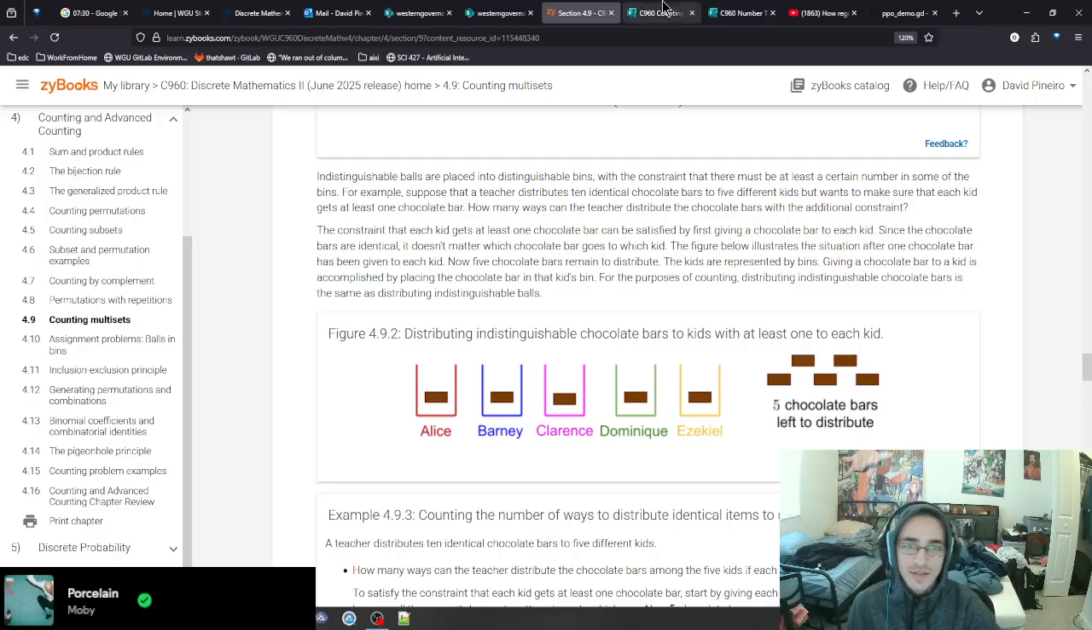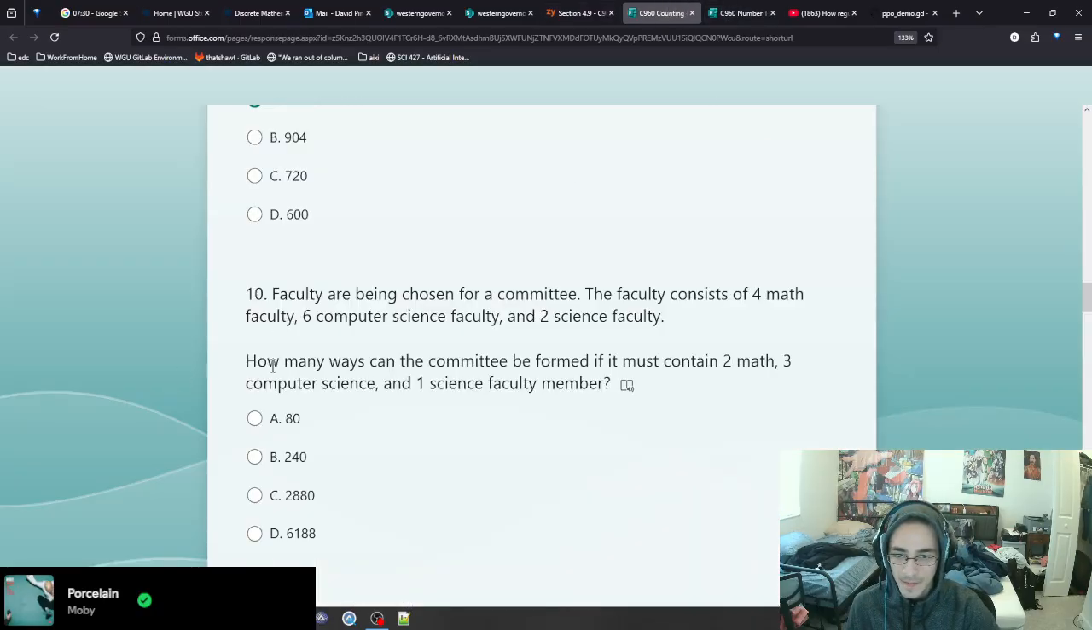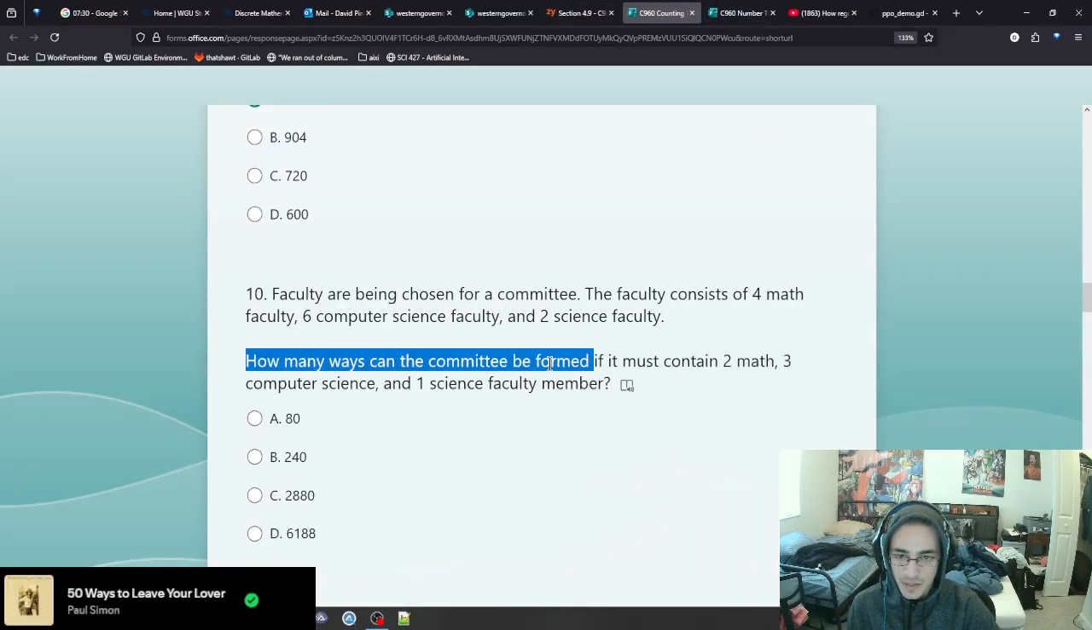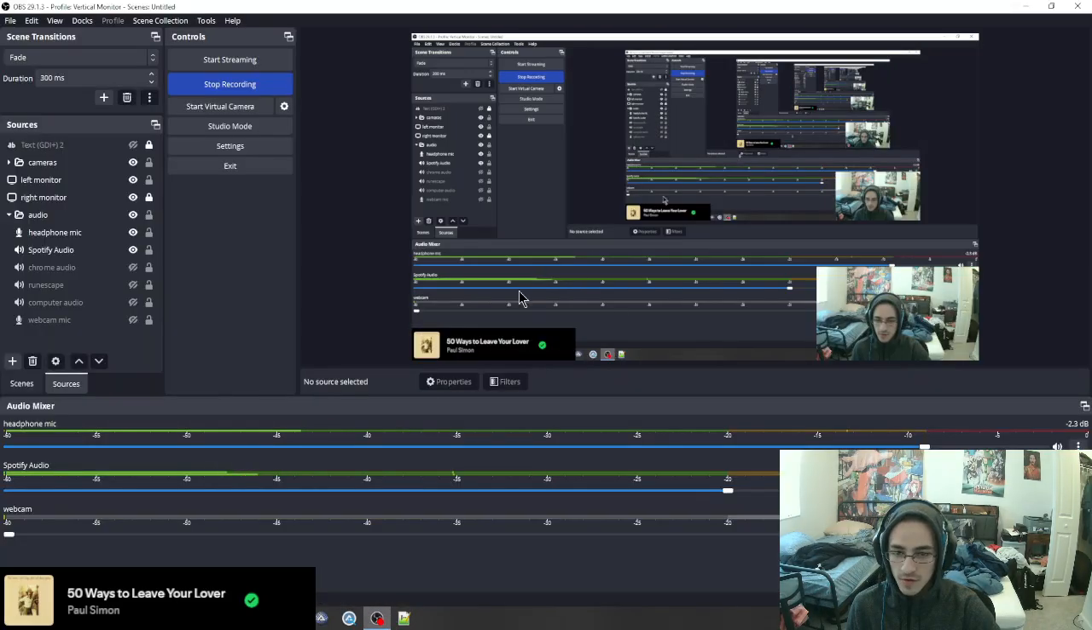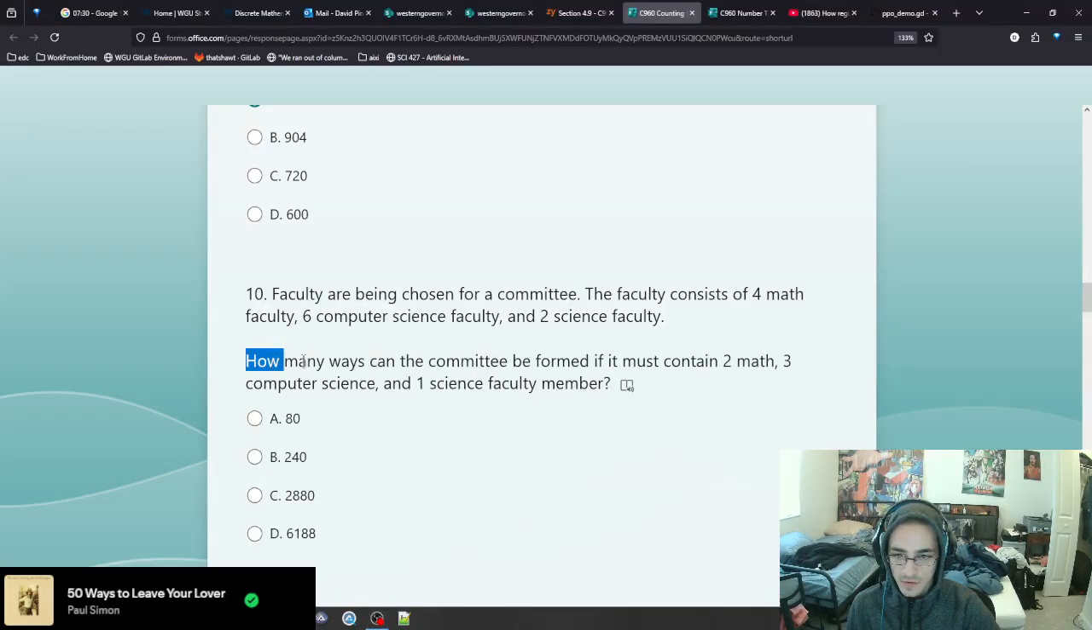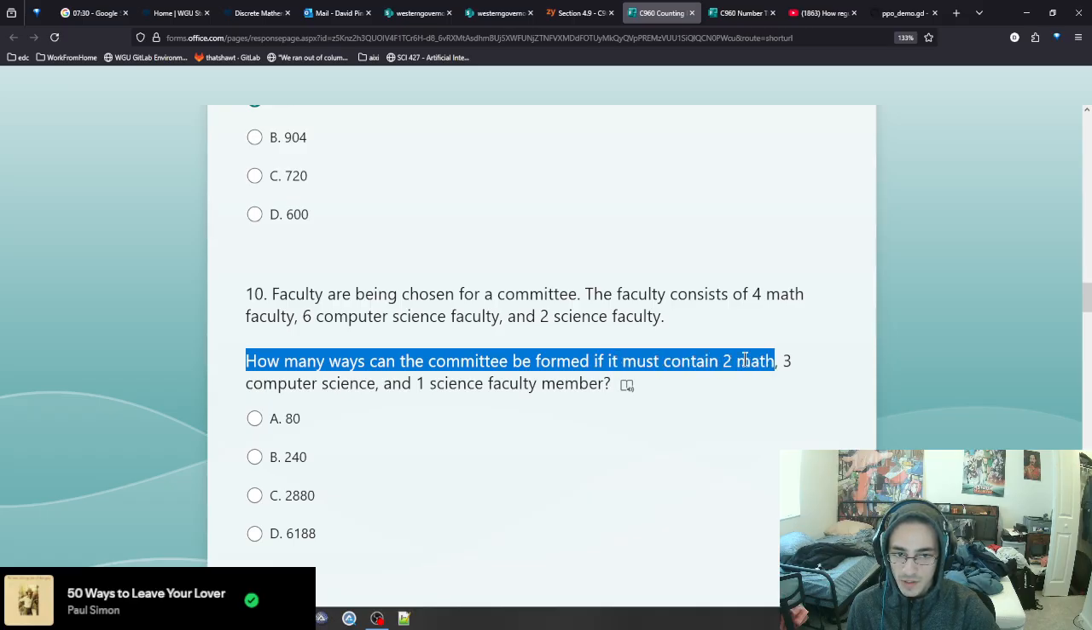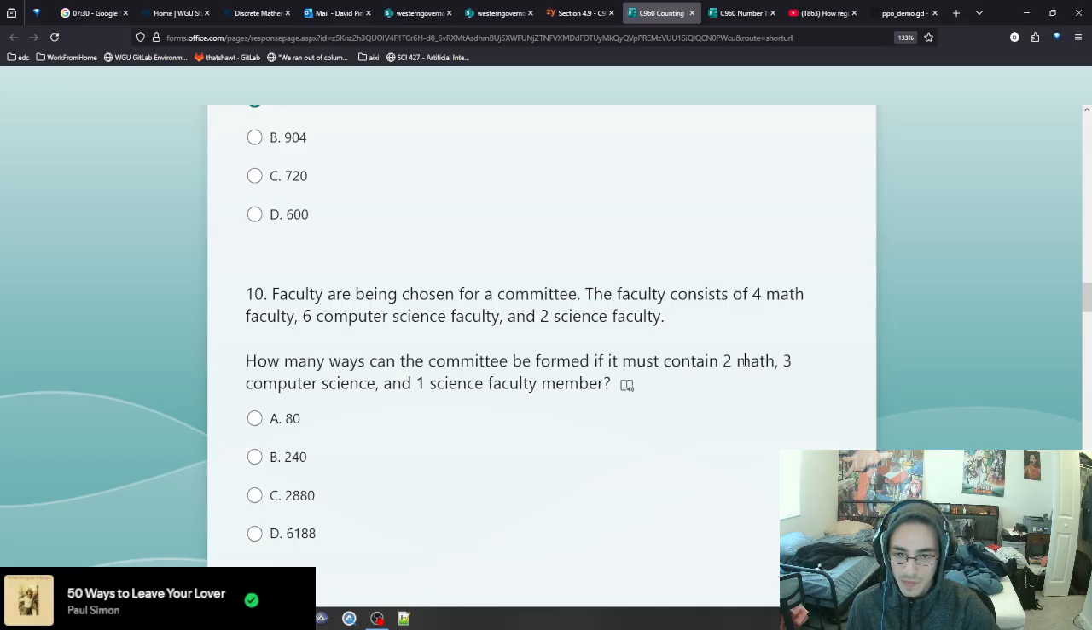Those are some tasty looking chocolate bars. Alright. So how many ways can the community be formed if it must contain 2... Let's see how that looks. Okay. I just wanted to know if the song fit, like it didn't go over. Okay, how many ways can the community be formed if it must contain 2 math?